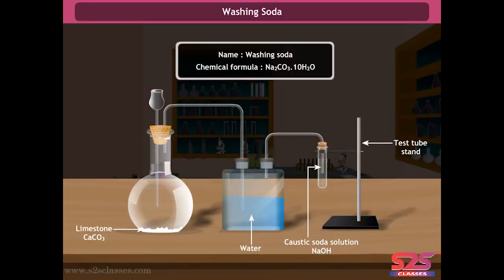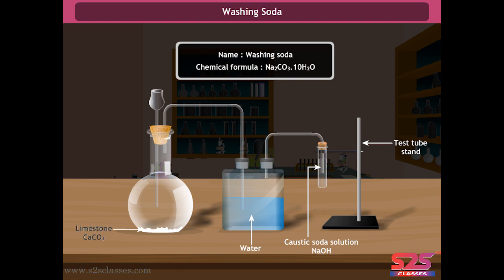Washing soda. Washing soda is sodium carbonate dihydrate. The chemical formula is Na2CO3·10H2O. Washing soda is prepared in the laboratory. The apparatus setup is shown here.